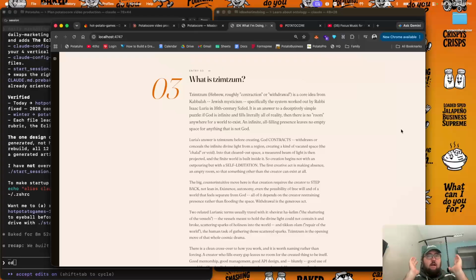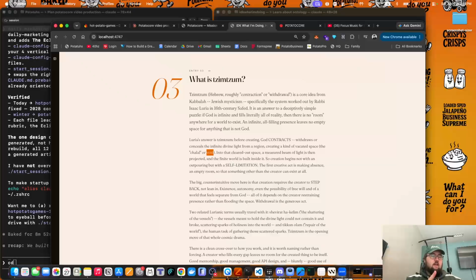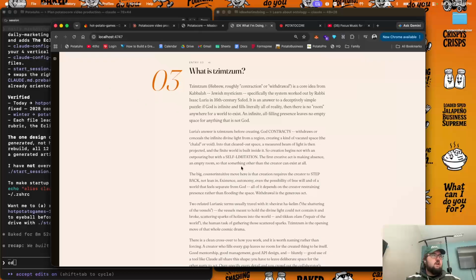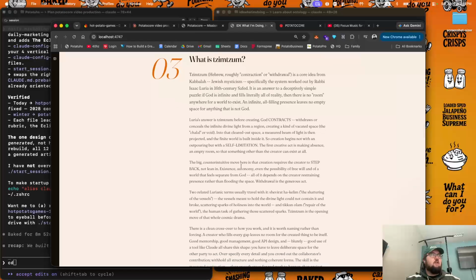I think I've been influenced by these systems in ways that I could not possibly imagine. Because the void is something, there's the hole, the void, and the aether. These are three core concepts in the lore that I'm building for Odie's epic. So into that cleared out space, a measured beam of light is then projected and the finite world is built inside of it. So creation begins not with an outpouring, but with a self-limitation.